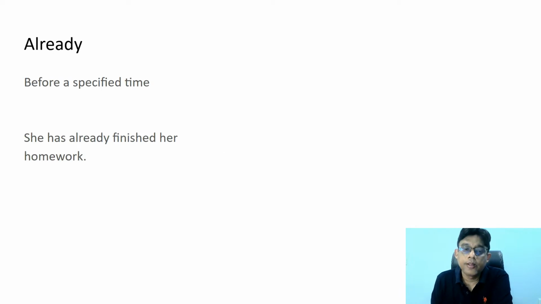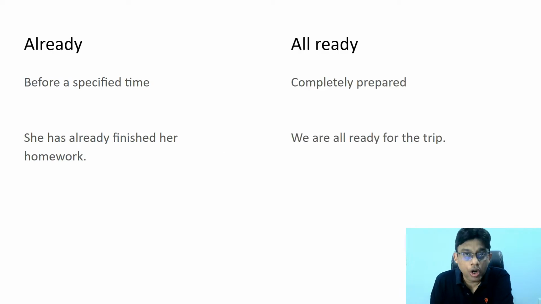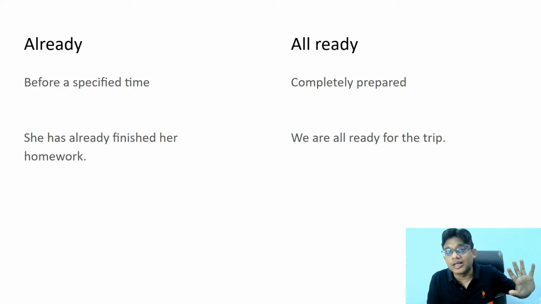Already and all ready. Both are different. So already means before a specified time. She has already finished her homework. Somebody has already done this. Before a time, somebody has done something. That is already, with a single L. Already, before a specified time.